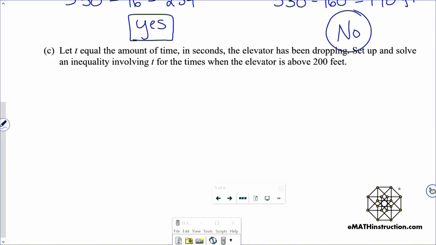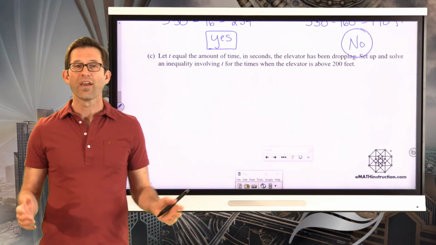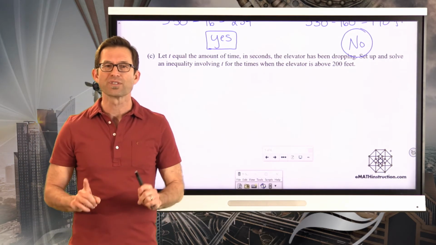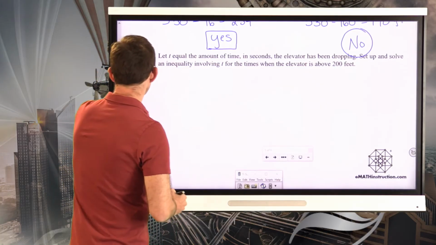Letter C. Let t equal the amount of time in seconds the elevator has been dropping. Set up and solve an inequality involving t for the times when the elevator is above 200 feet. Well, again, let's do it step by step the way we did it before. First, how far has it dropped?